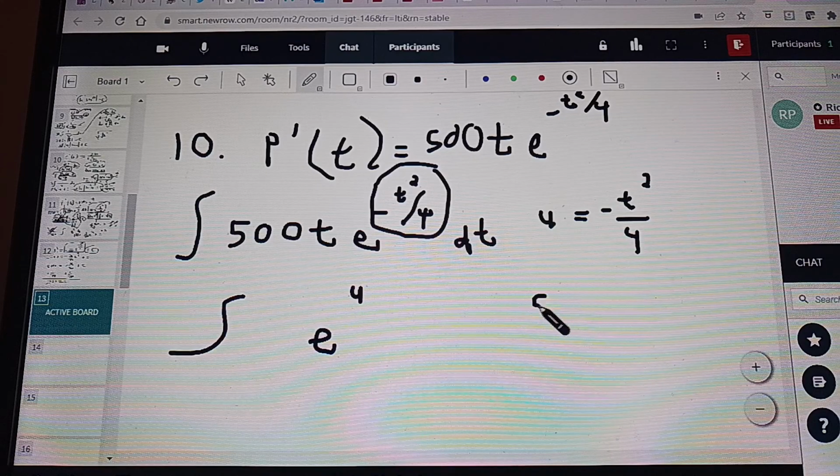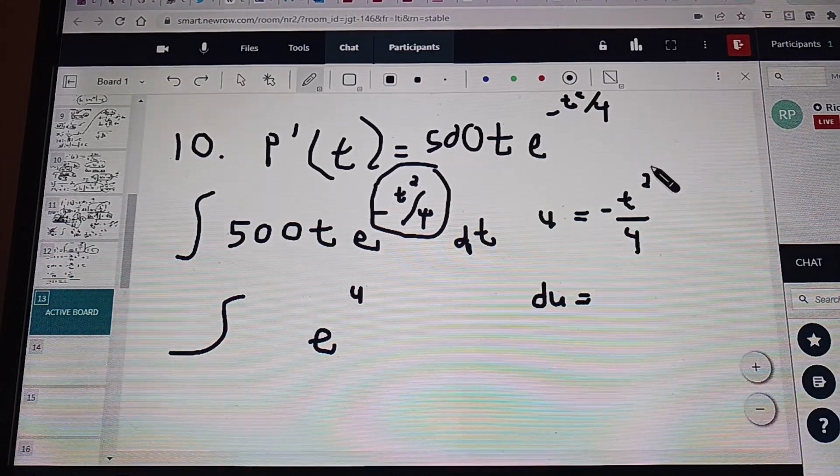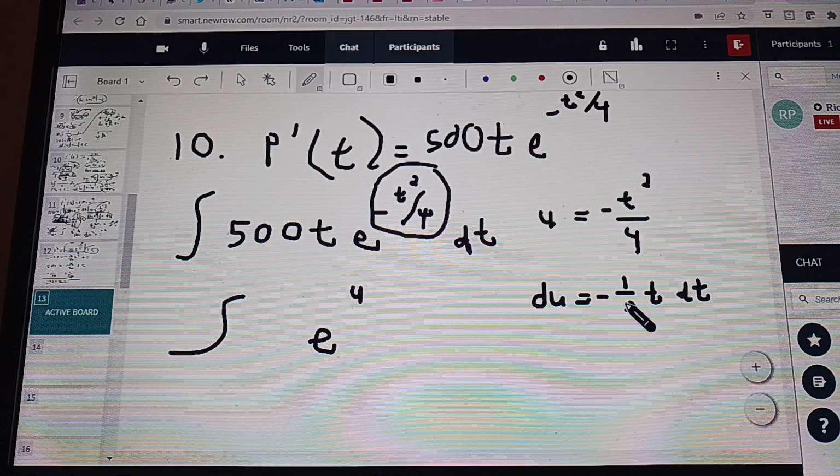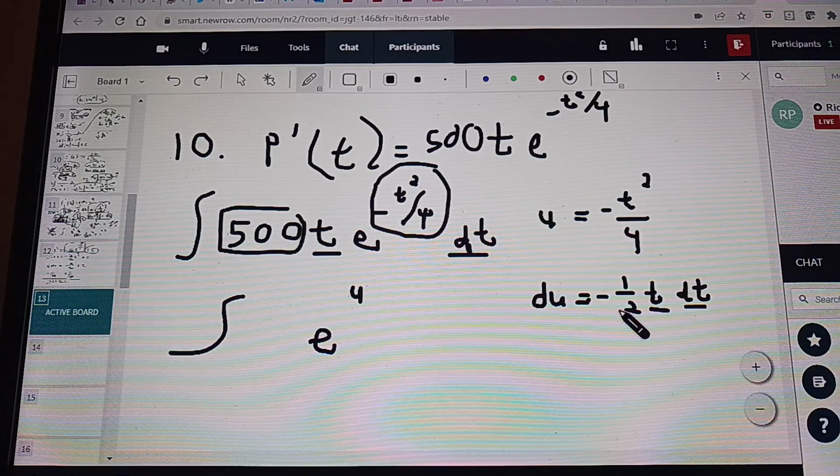and then the derivative of it happens to be negative 2/4 t to the first, or negative 1/2 t to the first. And because this side's about t, that's why there's a dt here also. But if you do the exponent times a constant, 2 times negative 1/4 is negative 1/2. And then decrease the exponent by 1. So the issue is I don't have exactly what's here. I have the t and the dt, but I have a 500 instead of a negative 1/2.